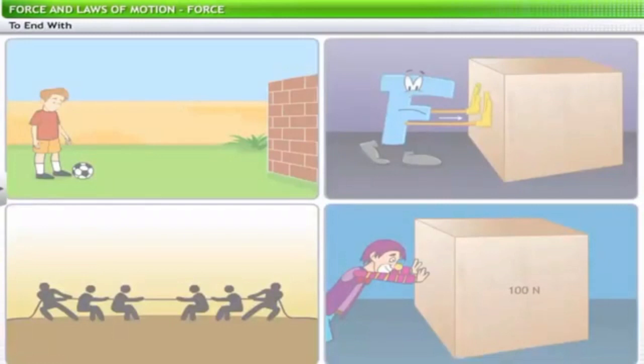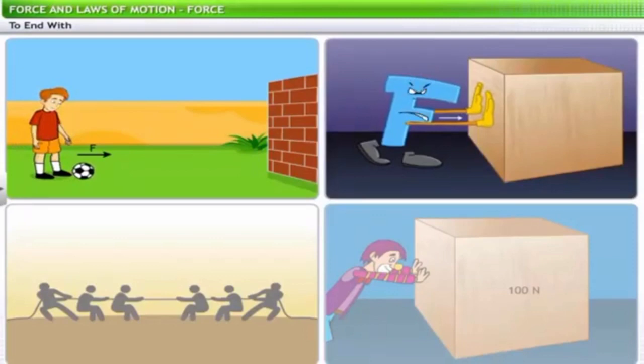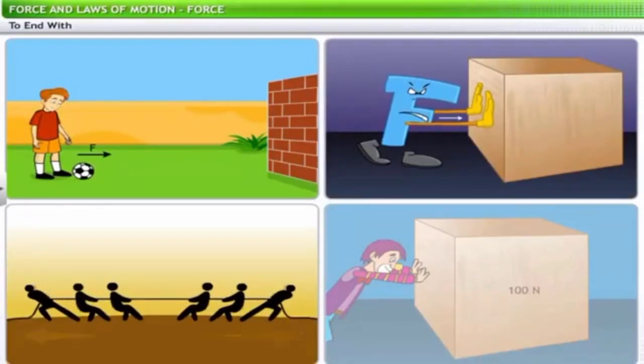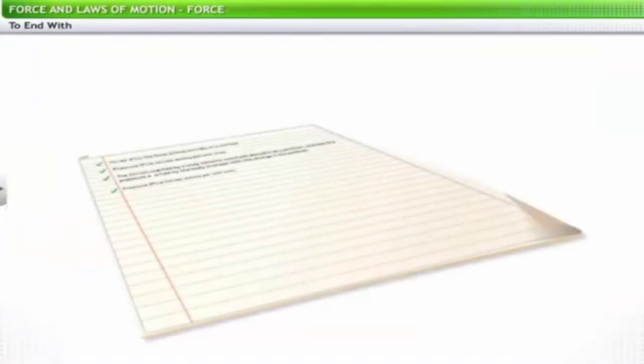This brings us to the end of this lesson on force. In this lesson, you have learned about effects of force, characteristics of force, balanced and unbalanced forces, and friction. To revisit the key points covered in this lesson, please review the flashcard at the end of this lesson.